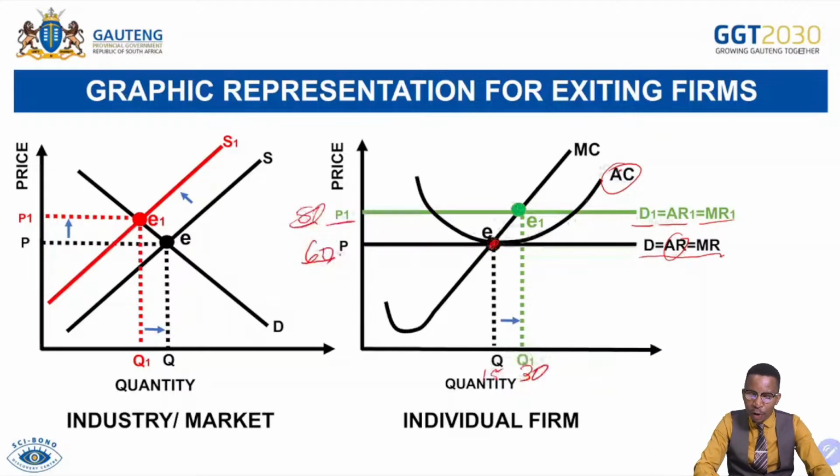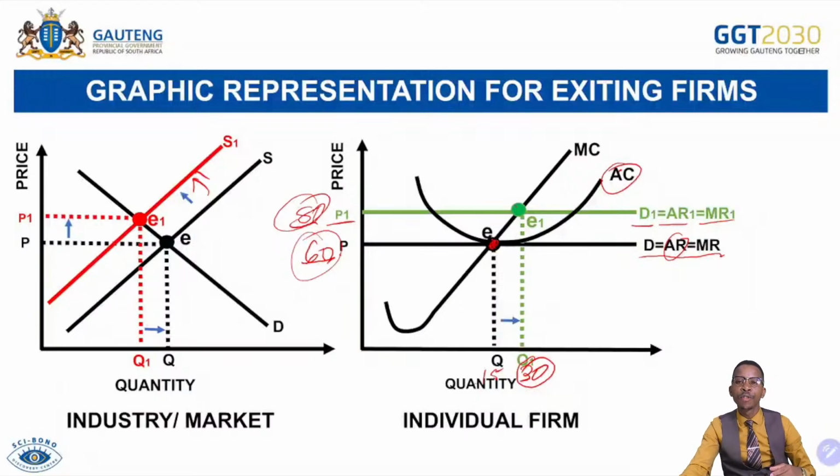You can see this firm was producing 15, but when firms left the market in this situation, then we have this firm producing even more goods, producing 30. That's why the firm is now making a profit, because the AR is now 80, but AC is 60. For that reason, the firm is enjoying economic profit. Be careful and be aware of this graph.